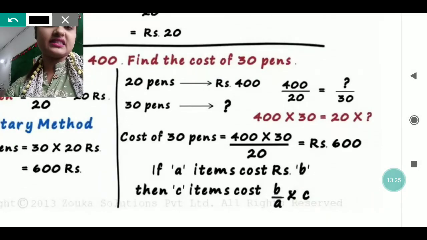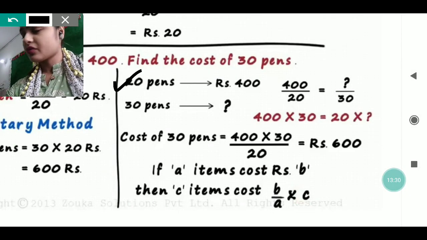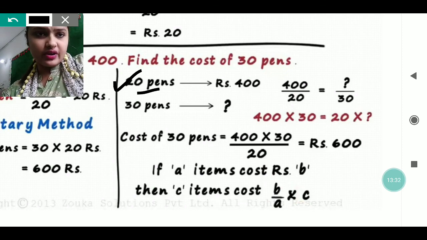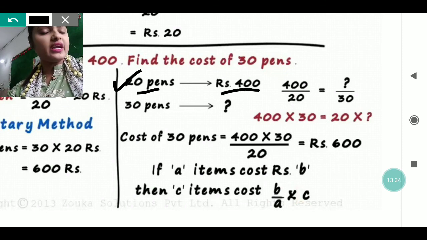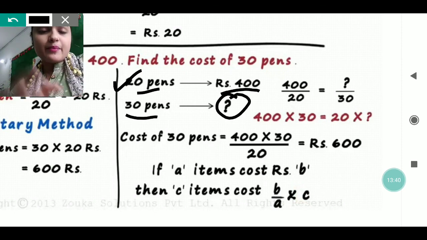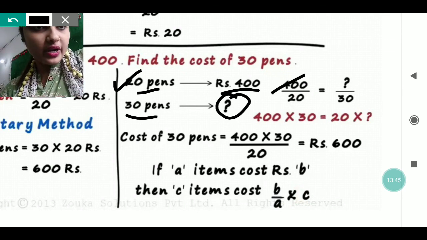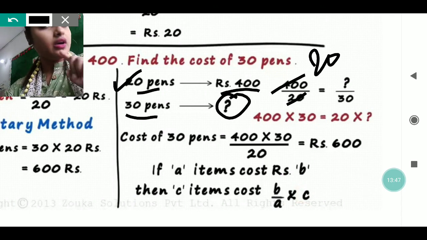One more method is here, my dear. Like, the cost of one pen we have taken out. The cost of 20 pens we know, that is 400 rupees. So we do 400 by 20. Then the cost of 30 pens we have to find out, which we do not know. We have already divided 400 by 20, then we got 20 rupees, which is the cost of one pen.